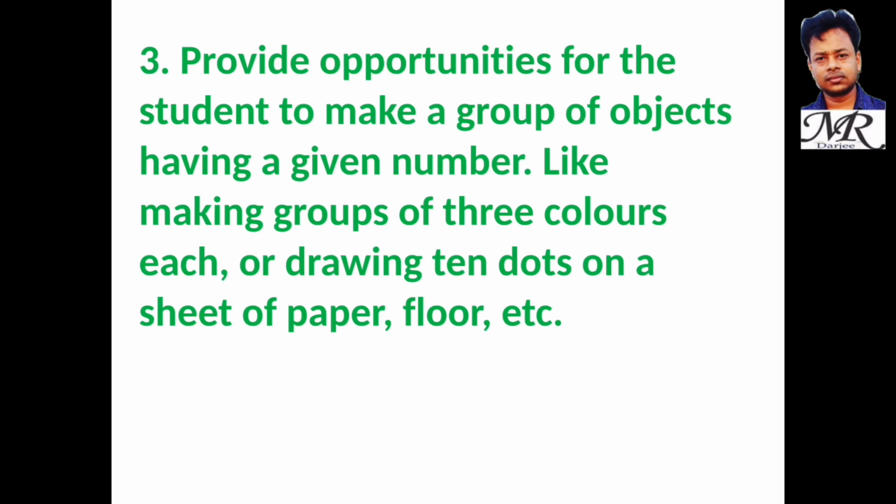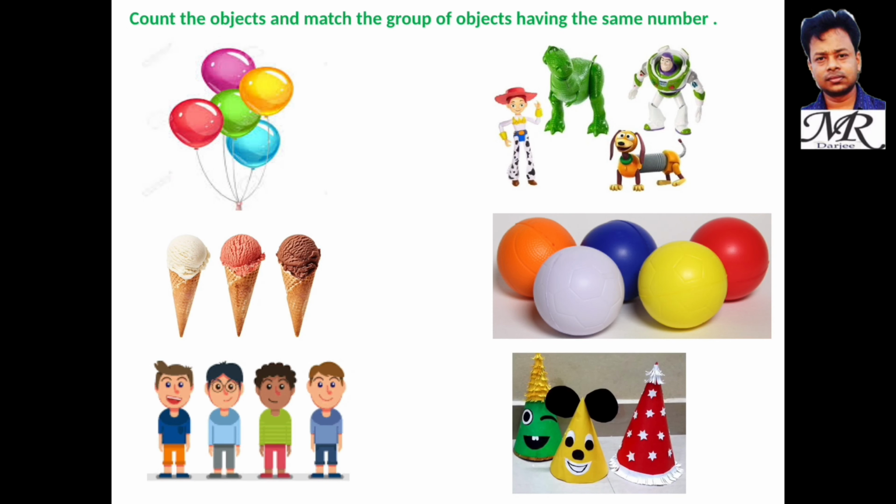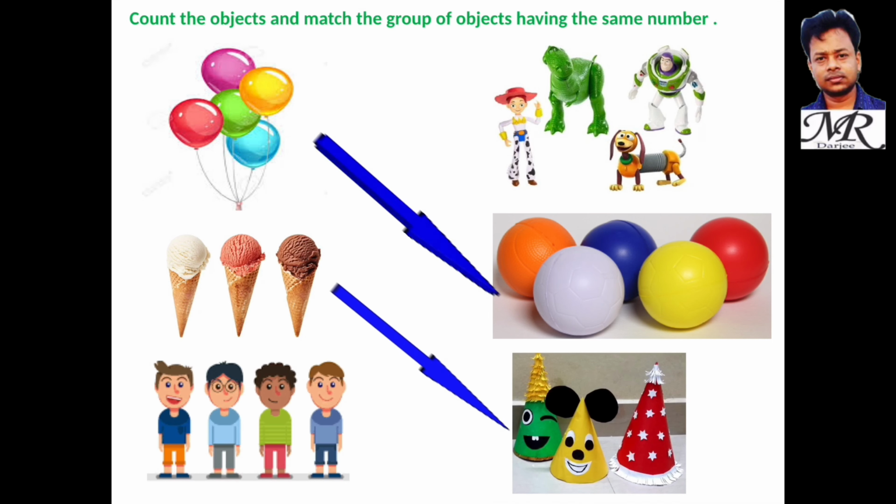Provide opportunities for the student to make a group of objects having a given number, like making group of 3 colors each or drawing 10 dots on a sheet of paper, floor, etc. Count the objects and match the group of objects having the same number. Now count 5 and 5 balls. 3 and 3. 4 and 4.